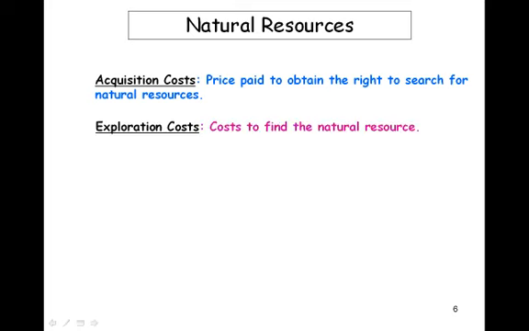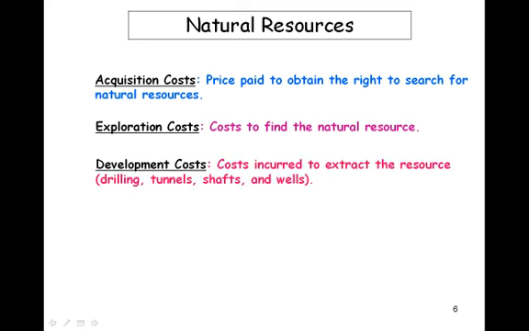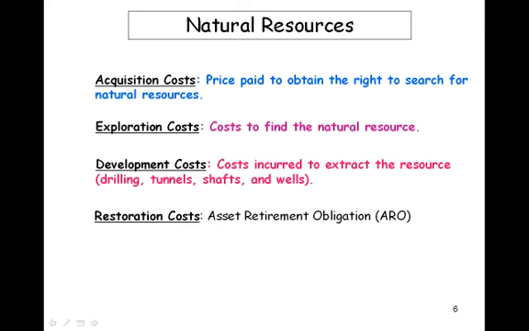Exploration costs are incurred to find the natural resource, such as the cost of geologists and engineers. Development costs are those incurred to extract the resource. Finally, some companies might incur restoration costs, which are called asset retirement obligations. The next slide examines AROs in detail.